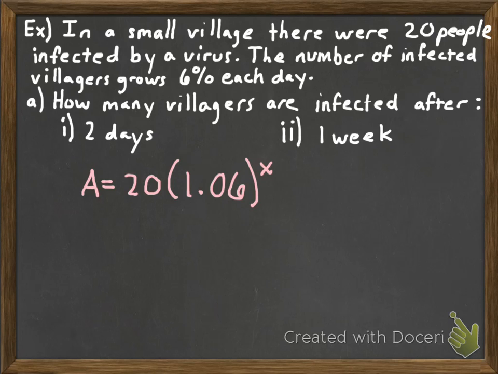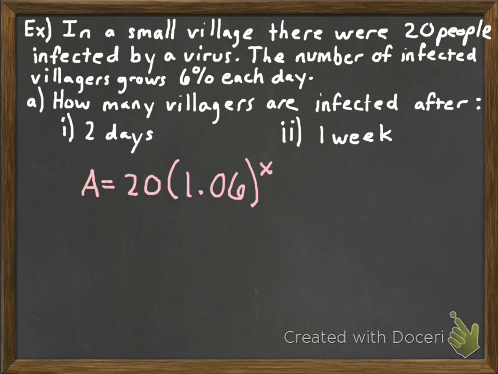Hopefully you're starting to get pretty good at this already. It's a simple pattern, isn't it? Put the initial amount, which this time really means 20, not 20,000, and then do 1 plus the growth rate, which was 0.06, so 1.06 to the x power, where x in this case is going to represent the number of days that have passed.